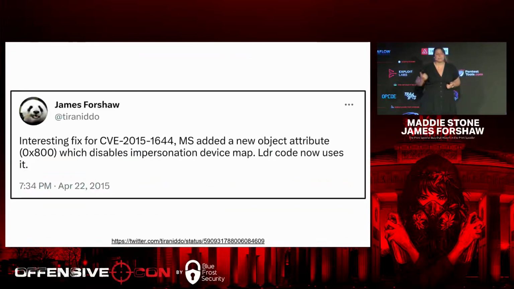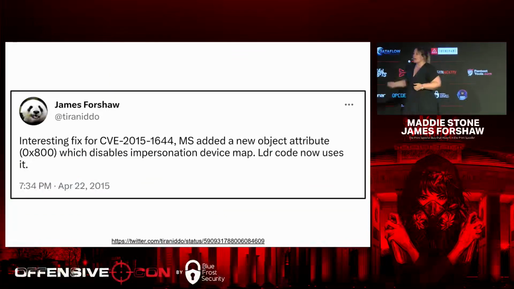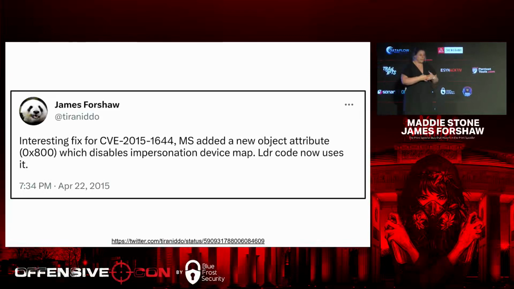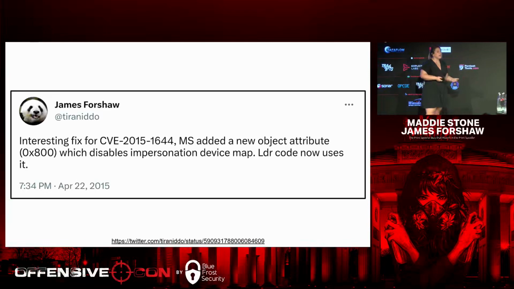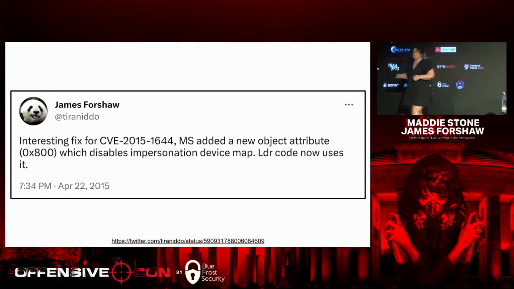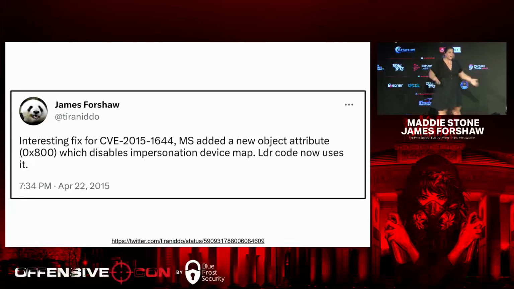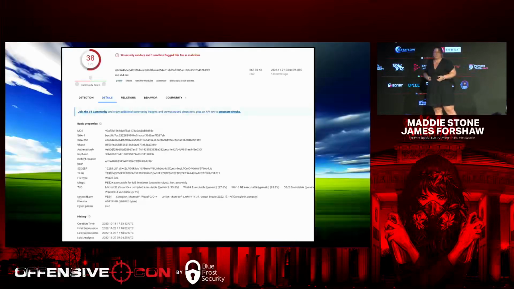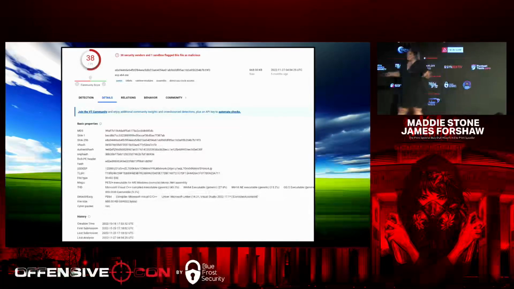So in 2015, they fixed this by adding an object attribute flag, which had the value 0x800, and in any LoadLibrary calls, it would no longer use the impersonated device map and instead use the real one, for example. So if that was fixed, that couldn't be the bug, right? So what was going on here? Thankfully, I went on VirusTotal to do some spelunking to see, can I possibly find this exploit sample online? And lo and behold, I did.